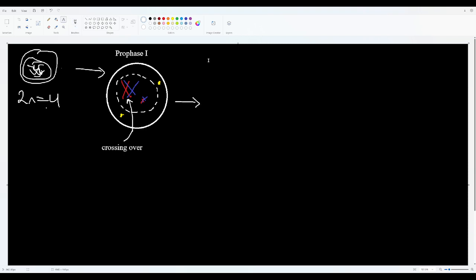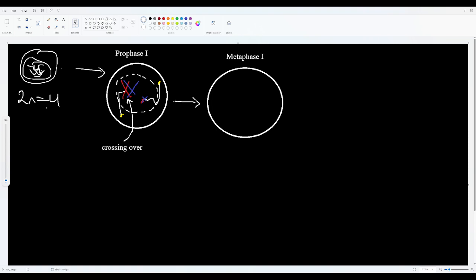Now moving into metaphase 1, a couple of different things happen here, and you're going to see the difference. Oh, I forgot one thing. During prophase 1, the same thing happens: we have the spindle fibers that attach at the centromeres. Same thing. Now during metaphase 1, here's another big deviation from normal mitosis. Look at what happens here.